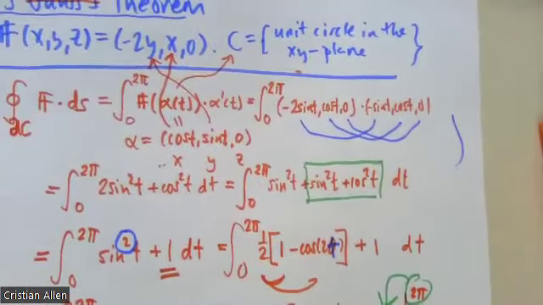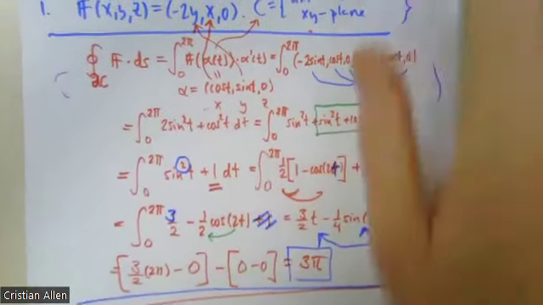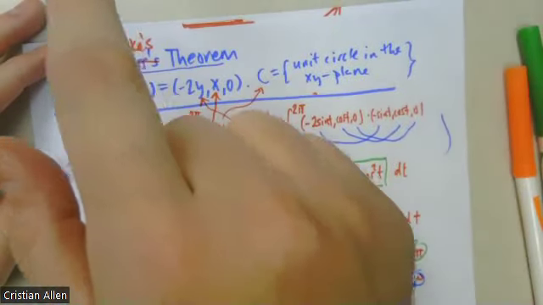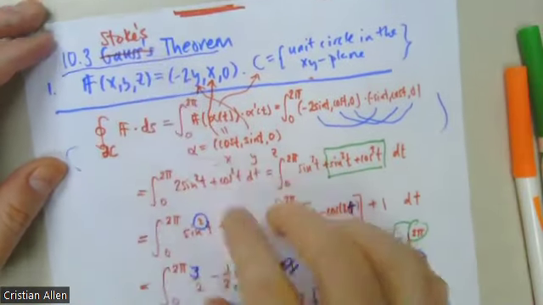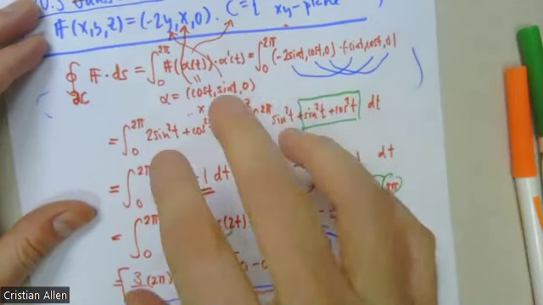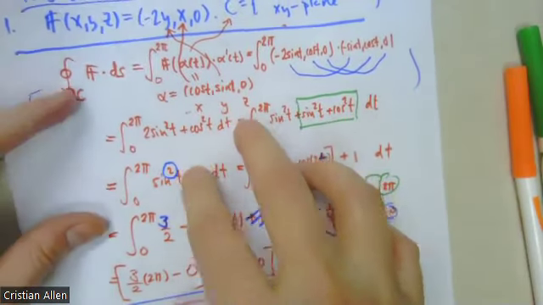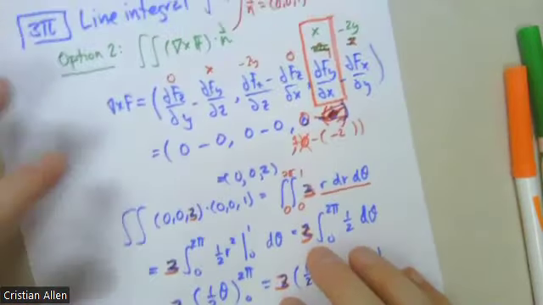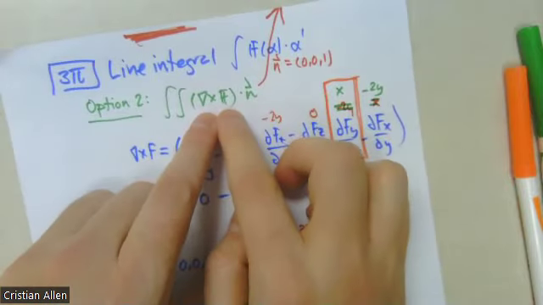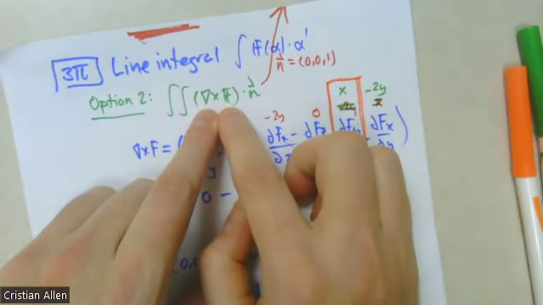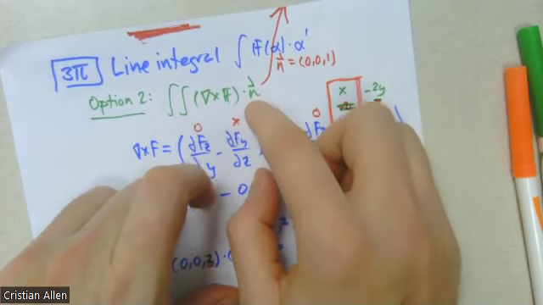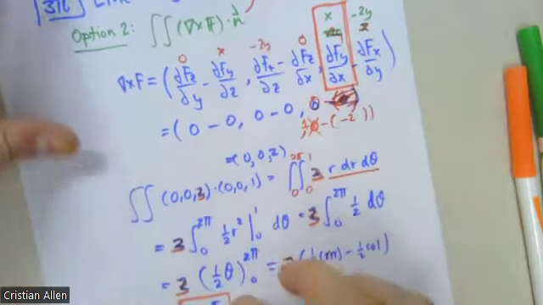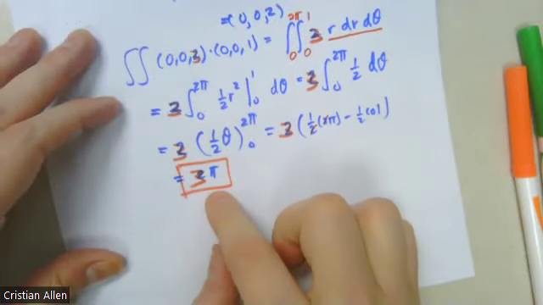All right. So anyway, slightly unplanned event there, but this is how you work Stokes' theorem. You calculate the line integral first, you get your 3 pi. You calculate your double integral of the localized curl. This is the curl. This is the normal vector to the surface that you're working with. And you get that same answer right there.